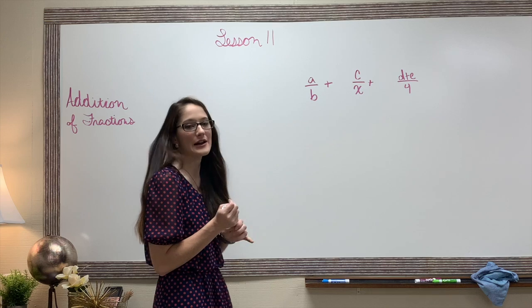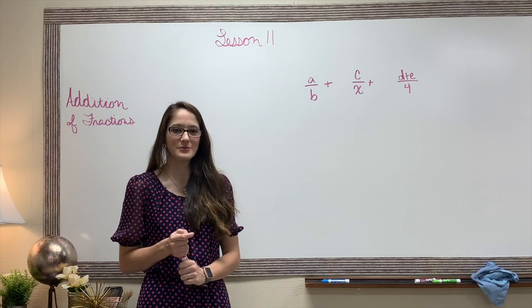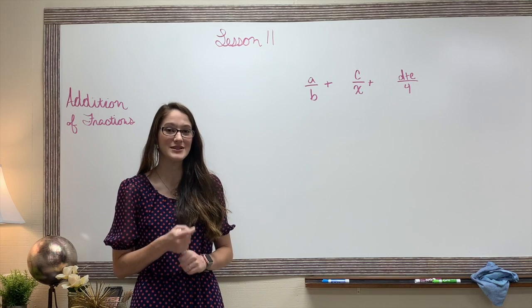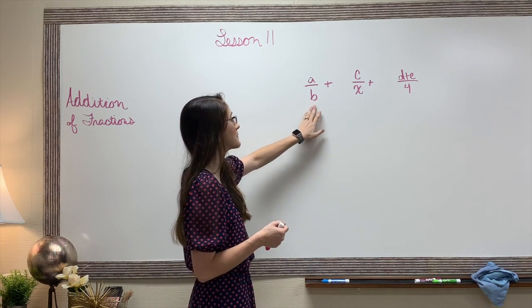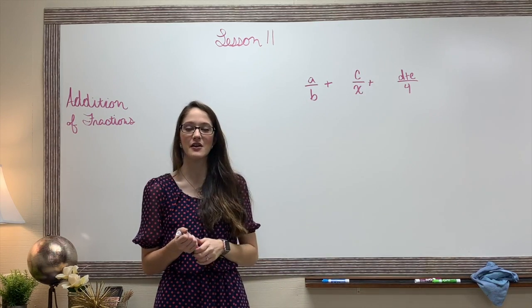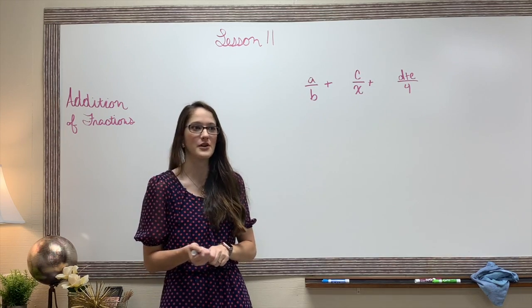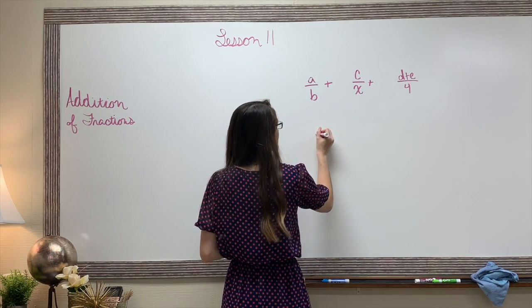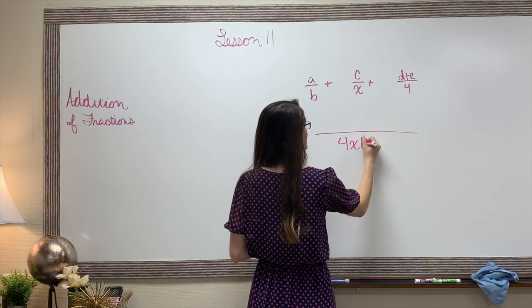When adding fractions, step number one that we have to do is we have to make sure we have a common denominator. If we don't, we need to find one. So in this case, I have b, x, and 4. None of them have anything in common. So when I'm selecting my common denominator, I'm going to have to include all of them. So my common denominator is going to be 4xb.